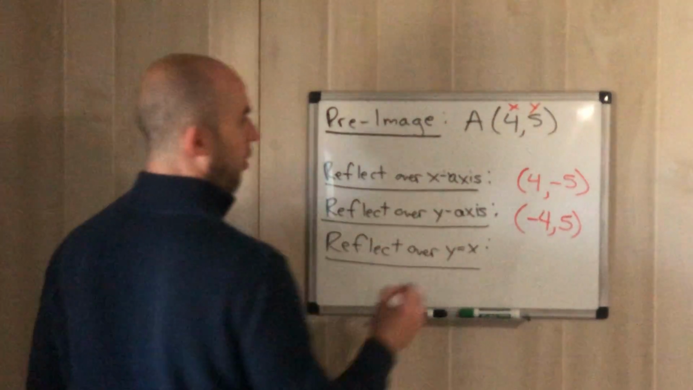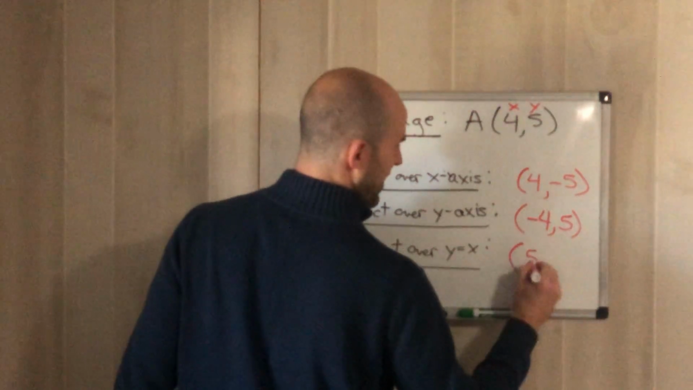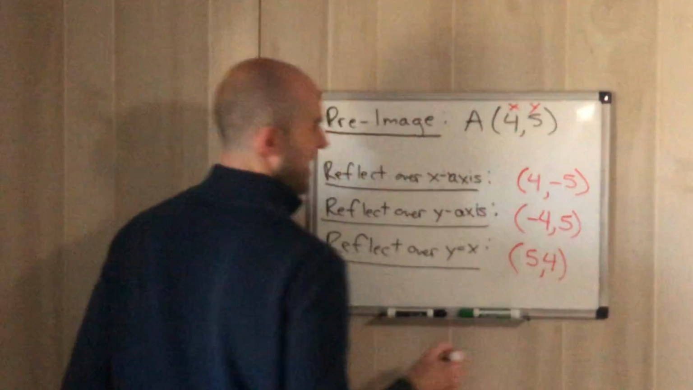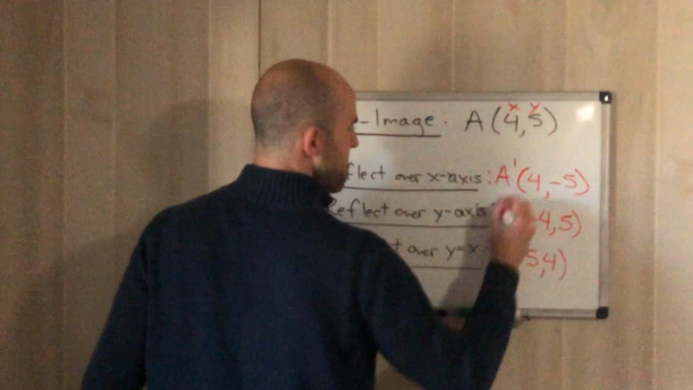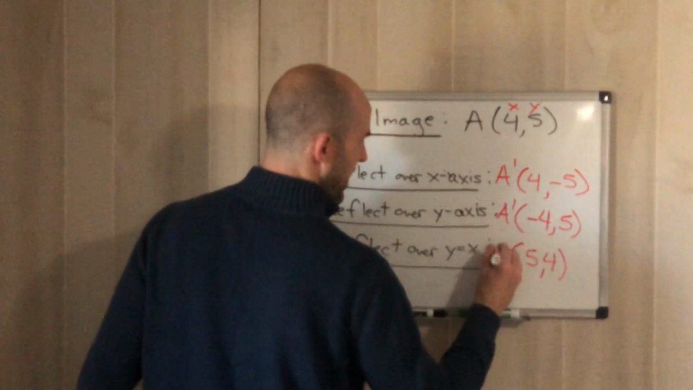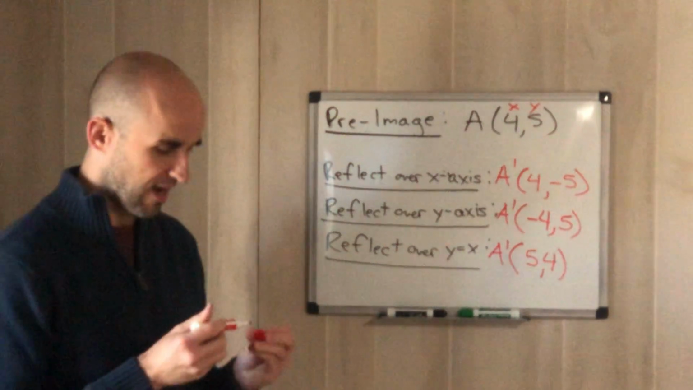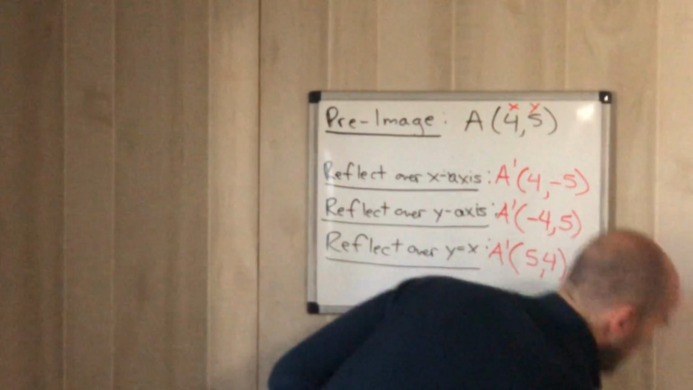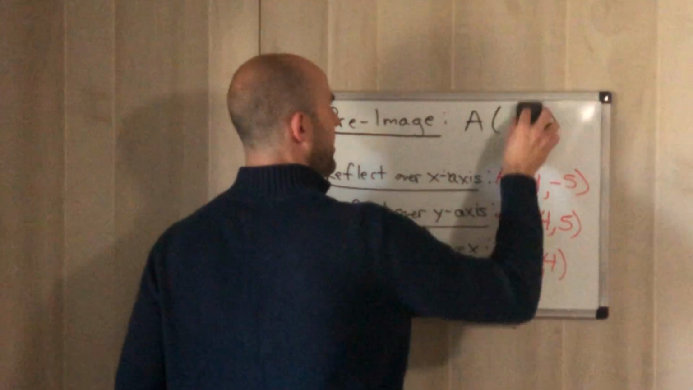When you reflect over y equals x, you just change the order. So instead of being 4, 5, it's going to become 5, 4. And always remember, if these are our images, if that's A, that's going to be A prime, that's A prime, that's A prime, right? 3 different problems. So that's all it is, guys. Let me do one more just to show you guys, to make sure you guys have a good hang of it and that you guys understand it well, right?